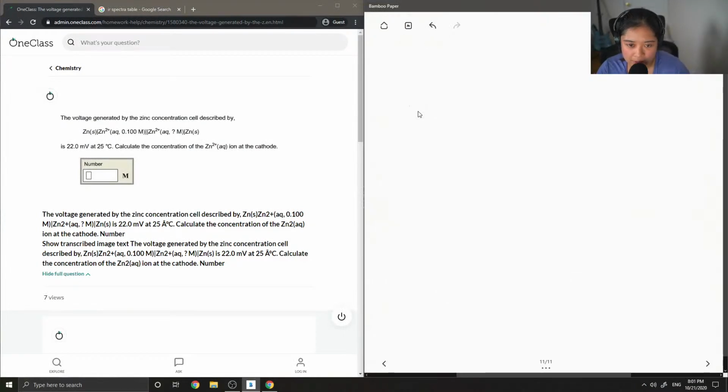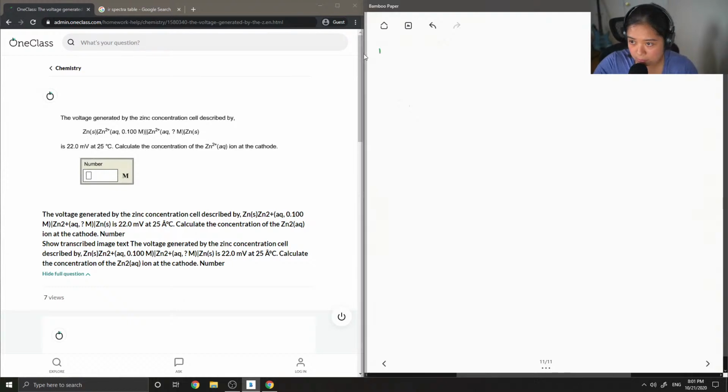Okay, so question number 1. The voltage generated by the zinc concentration cell is described by this, which is 22 millivolts at 25 degrees Celsius. Calculate the concentration of the zinc 2 plus ion at the cathode.